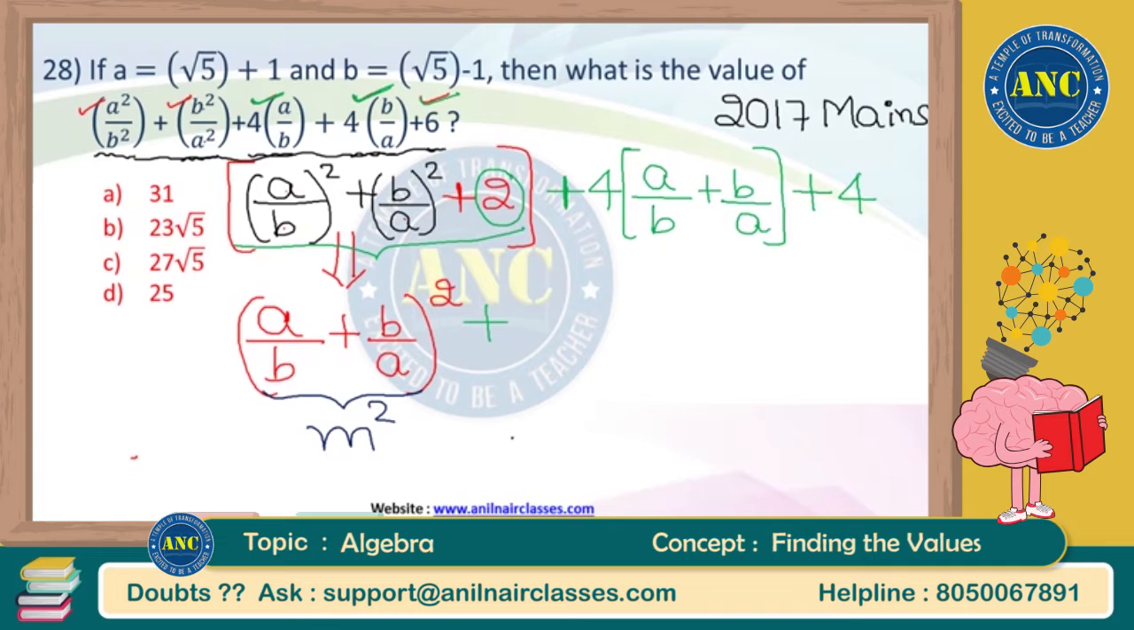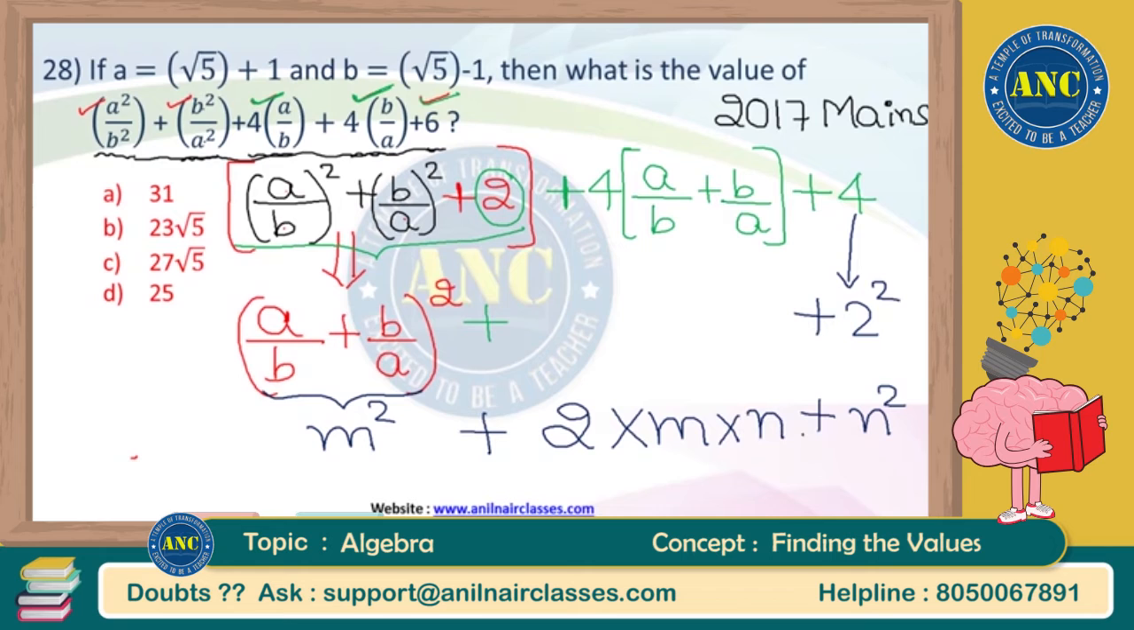This is of the form m square, plus can I say that 4 can be written as 2 square, right? 4 can be written as 2 square. The 2 square is of the form n square. Now, if I want to express this as m plus n whole square, m plus n whole square is m square plus n square plus 2 into m into n, correct, right? 2 into m into n.